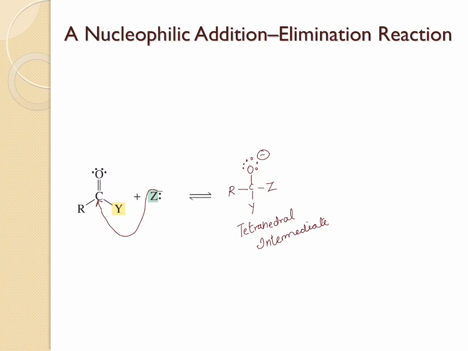This unstable tetrahedral intermediate will try to form a stable compound, for which these electrons need to come in here to form the double bond, and one of these groups, either Y or Z, needs to leave from this tetrahedral intermediate, right? Which of these groups is going to leave depends on the relative basicities of these two groups, Y and Z. Now let's look into the three different scenarios to find out which of these groups is going to leave.